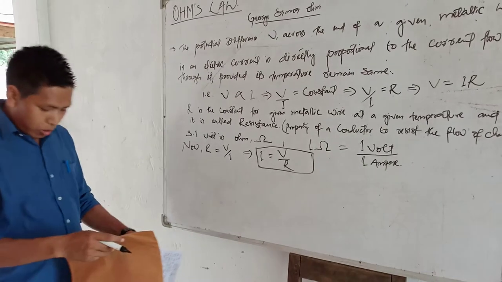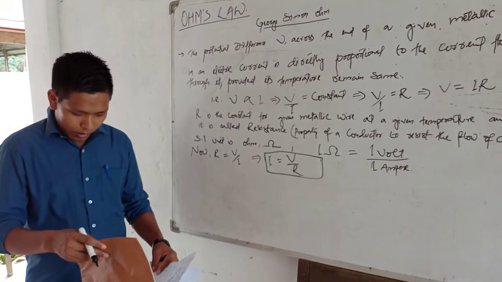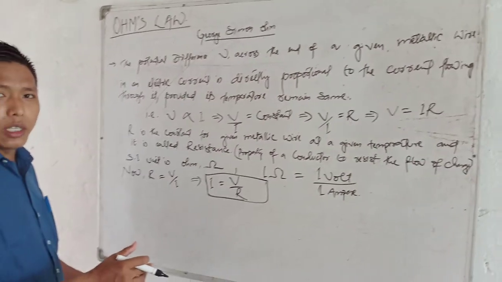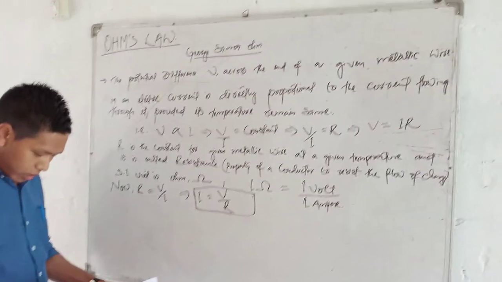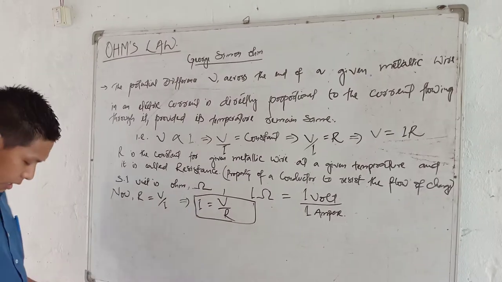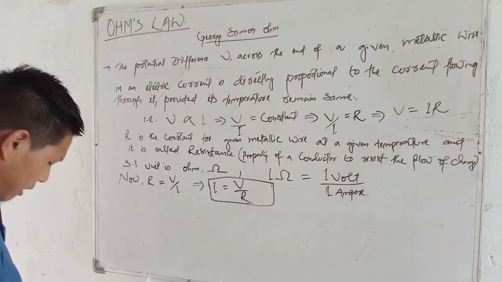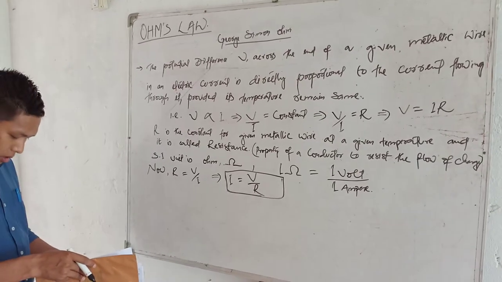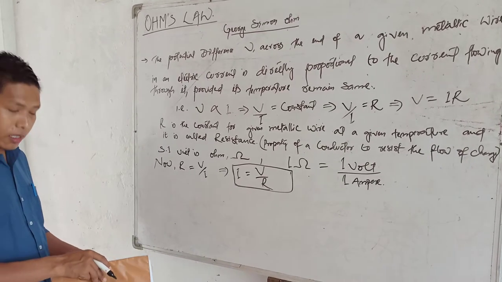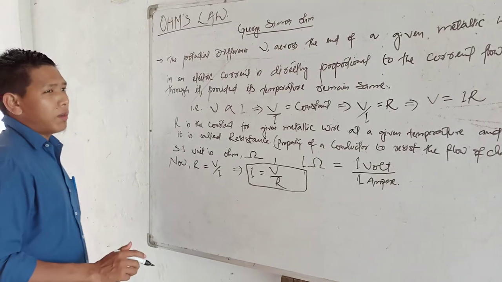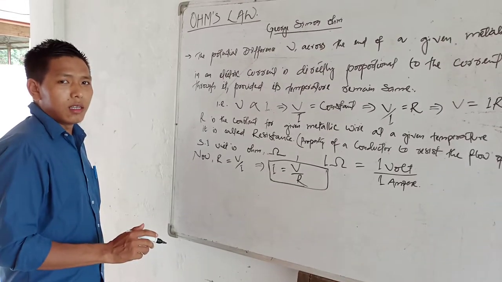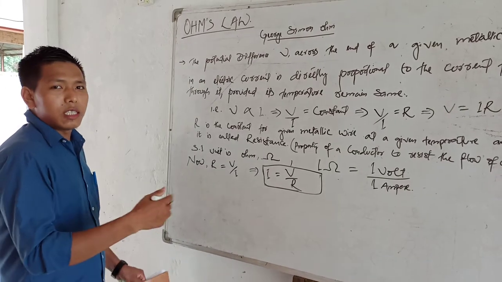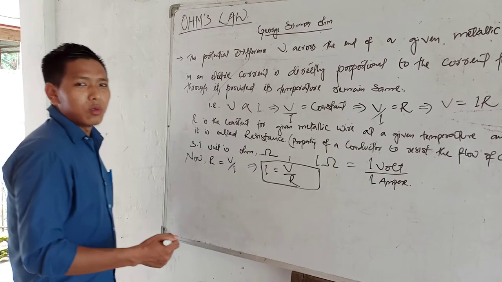The component used to regulate the current without changing its voltage source is the rheostat. In an electric circuit, the device called a rheostat is often used to change the resistance in a current.